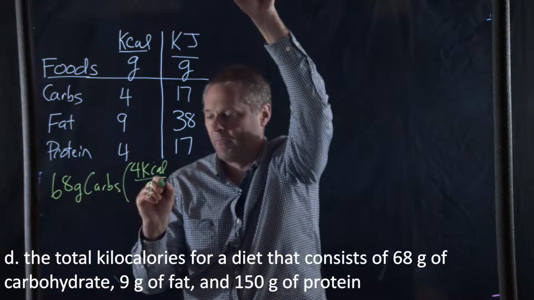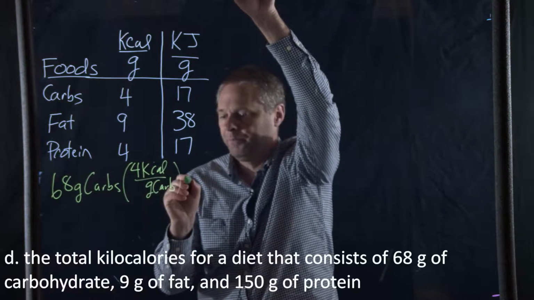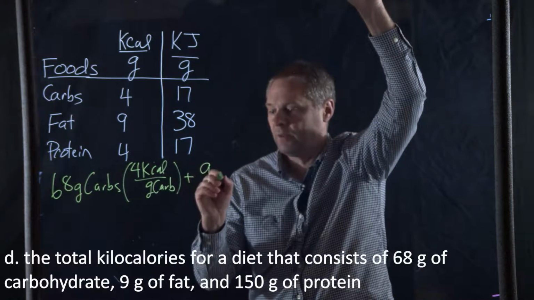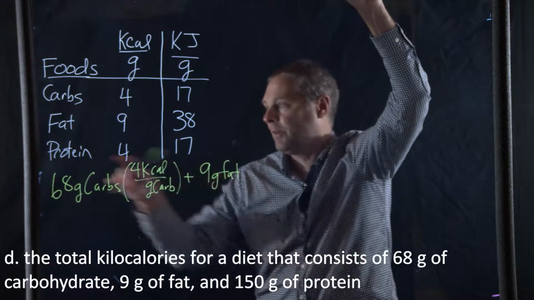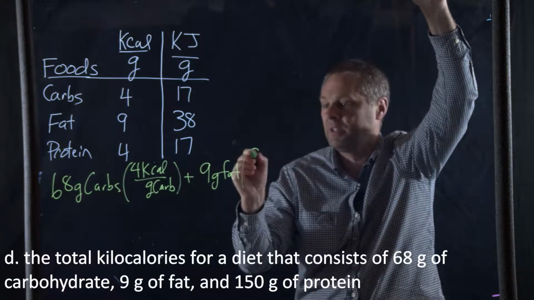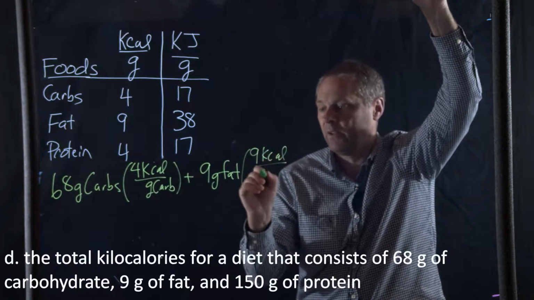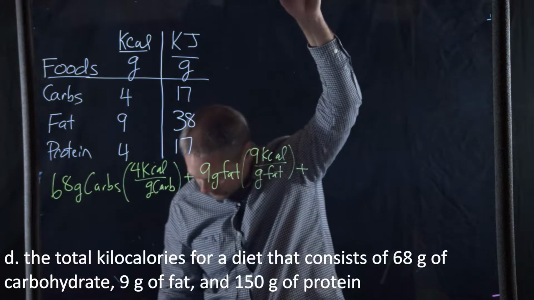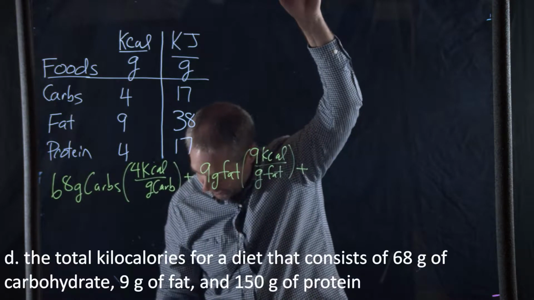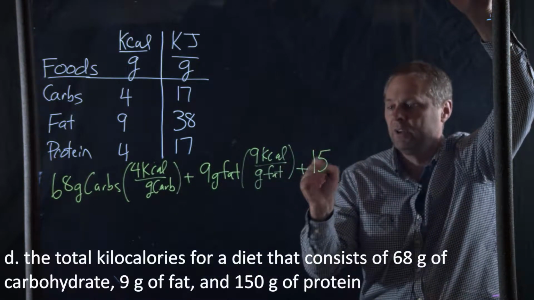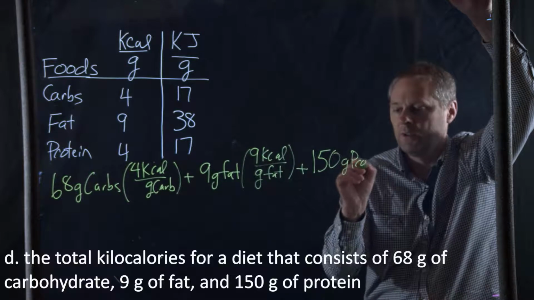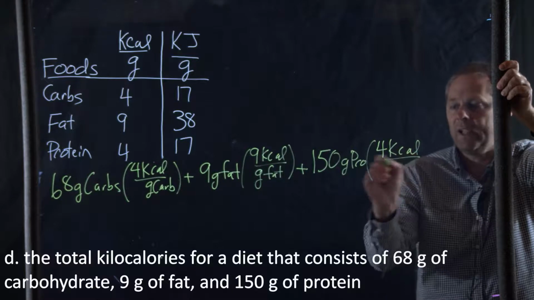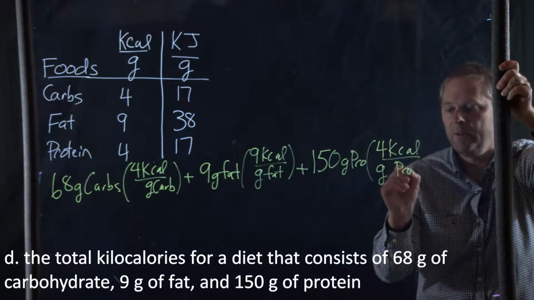kilocalories per gram of carb, plus next will be 9 grams of fat. So we look at the 9 grams of fat, and that's going to be 9 kilocalories per gram of fat, plus here we have 150 grams of protein. We look at the protein, and that's going to be 4 kilocalories per gram of protein.